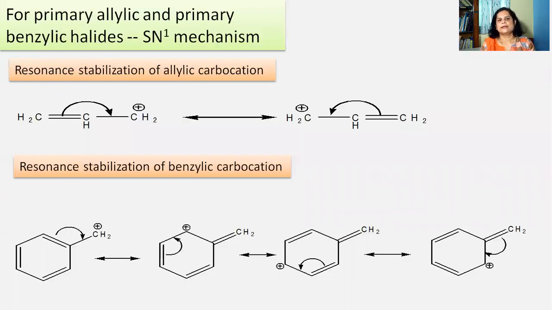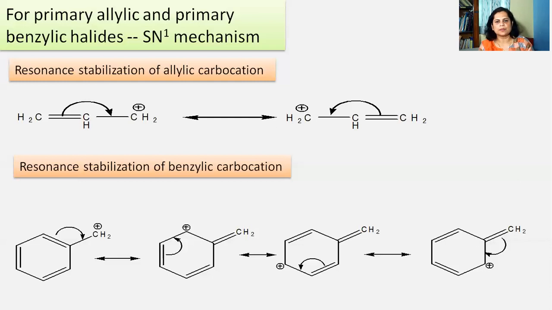Now see what you have studied. Primary alkyl halides are supposed to show the SN2 mechanism. But primary allylic and primary benzylic halides show the SN1 mechanism. The reason is that when the halide is removed from an allylic halide, a positive charge forms on the CH2 group. Delocalization of pi electrons takes place and it shows resonance structures. So it forms a stable allylic carbocation, and as it forms a stable allylic carbocation, it shows the SN1 mechanism.